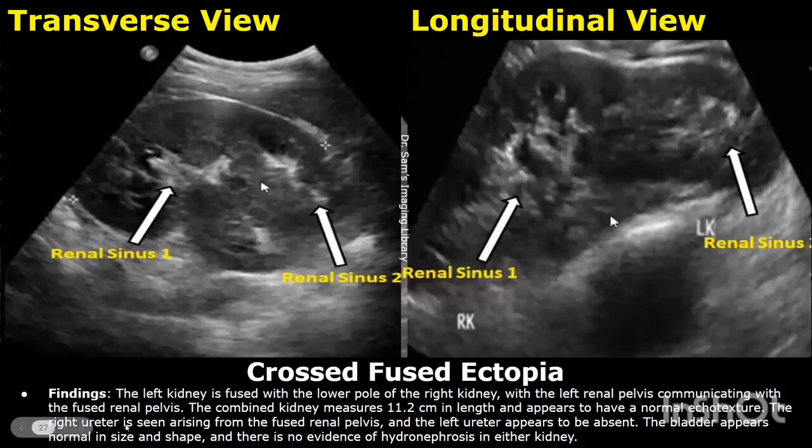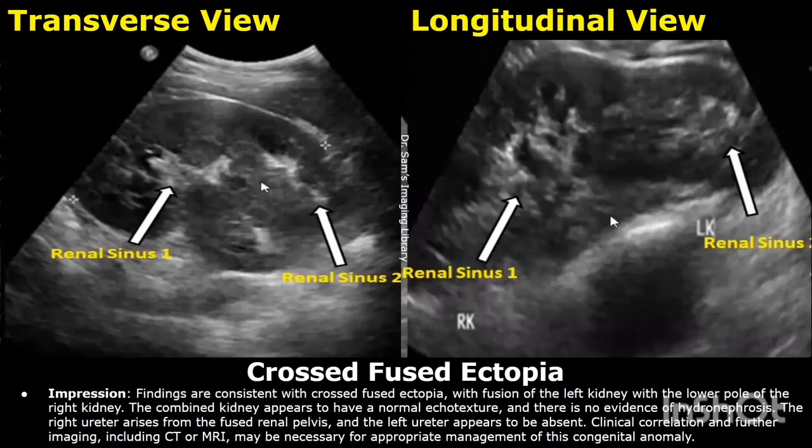The right ureter is seen arising from the fused renal pelvis, and the left ureter appears to be absent. These findings are written in the impression, and in the end, the line for clinical correlation is written. It is also important to mention other imaging modalities such as CT or MRI, which are necessary for appropriate management of this congenital anomaly.